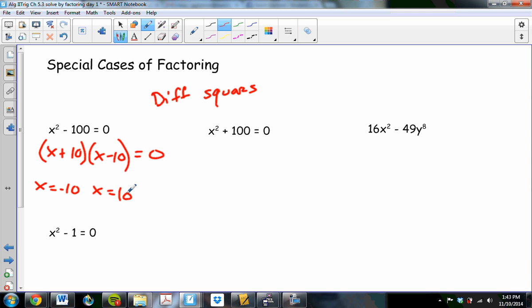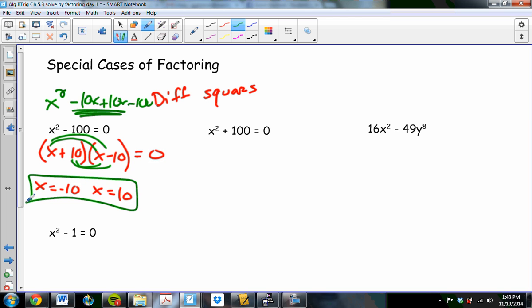The reason this works is because when I FOIL, there's x squared, there's a minus 10x, there's a plus 10x, and there's a minus 100, and these middle terms cancel. -10x plus 10x is 0, so it cancels, and those are my solutions. This is not possible. Sum of squares cannot be done. Don't try to do that when there's a plus there.